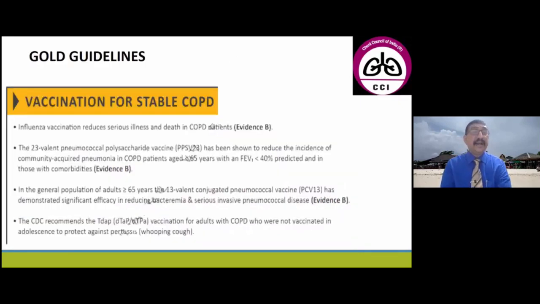What our GOLD guidelines say is that influenza vaccination reduces serious illness and death in COPD patients, that is evidence B. The 23-valent pneumococcal polysaccharide vaccine has been shown to reduce the incidence of community-acquired pneumonia in COPD patients aged 65 years or more with an FEV1 less than 40%. In the general population of adults more than 65 years, the 13-valent conjugate pneumococcal vaccine, or PCV13, has higher efficacy in reducing bacteremia and serious invasive pneumococcal diseases.